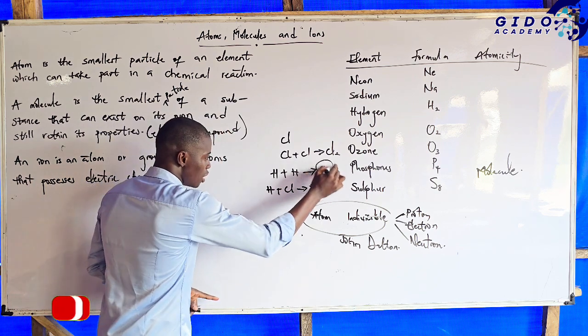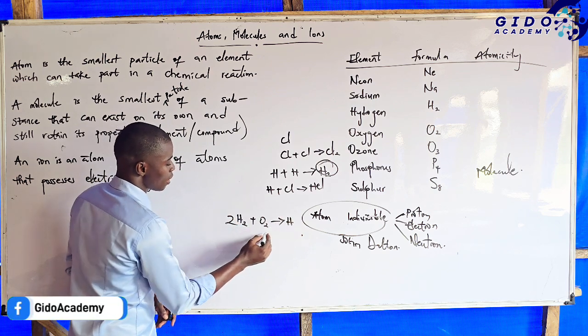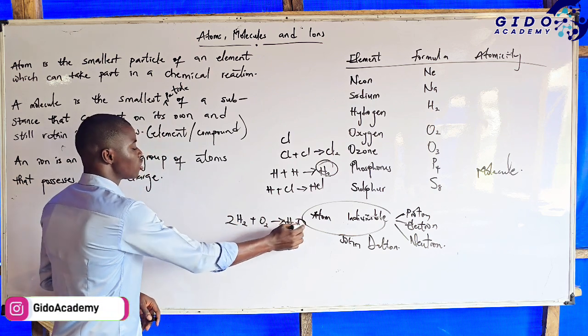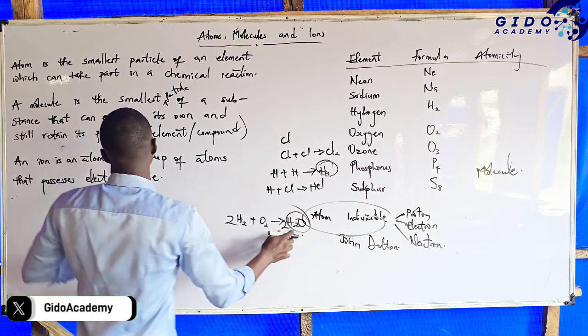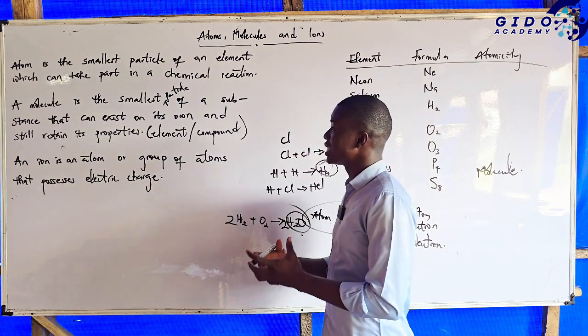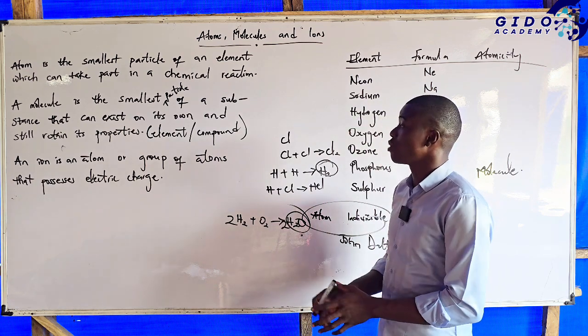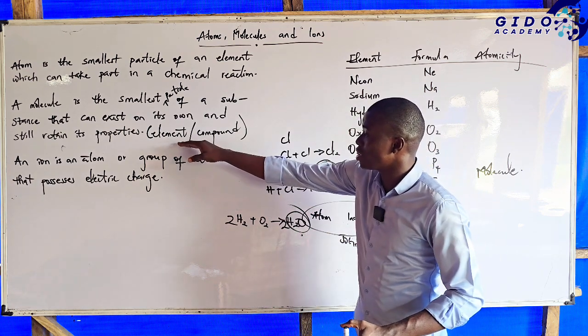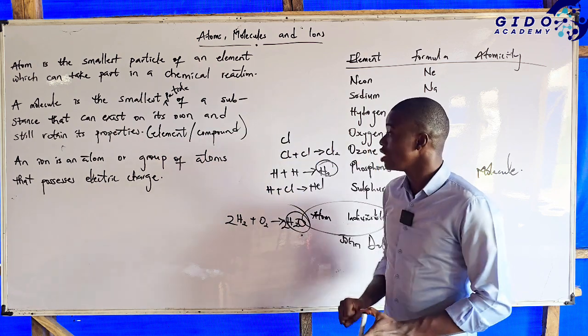Hydrogen gas is already a molecule. If you react it with oxygen gas as well, you are going to form what you call water, which is also a what? A molecule. So a molecule is the smallest particle of a substance which can exist on its own and still retain its what? Its property. It can either be an element or what? A compound.